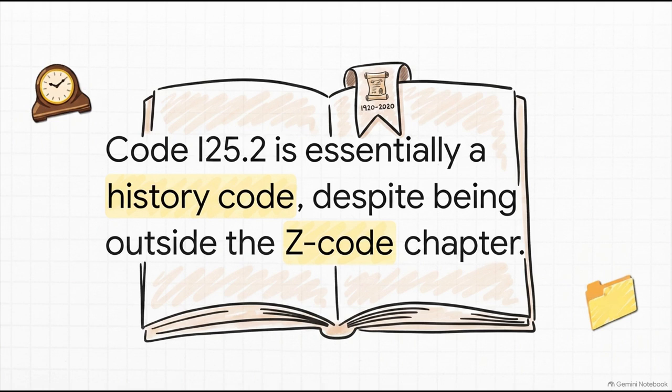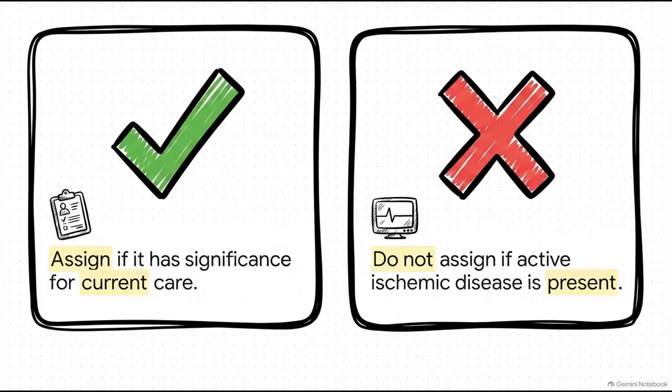But here's the catch. It's a bit of an anomaly, honestly. Why? Because it lives in the I25 category for chronic ischemic heart disease, sitting completely outside that traditional Z-code chapter where we normally expect to find all our history codes. Because of that unique placement, there are some pretty strict rules to follow.